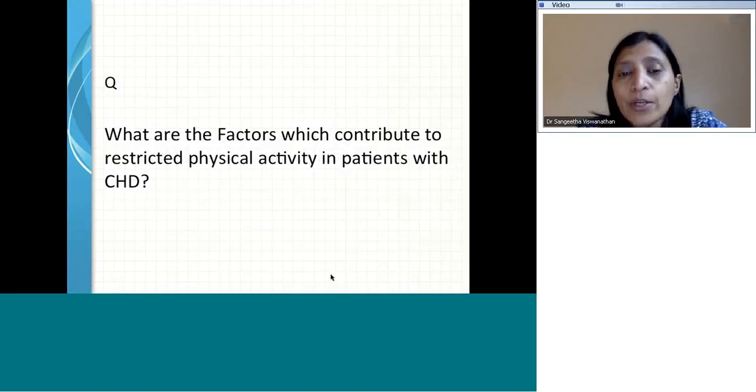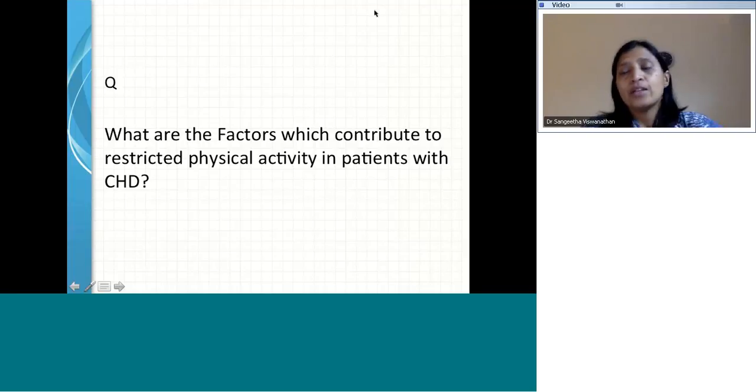So what do you think are the factors which contribute to restricted physical activity in patients with CHD? So I'd like some participation here. What are the factors that lead to restricted physical activity in patients with CHD?